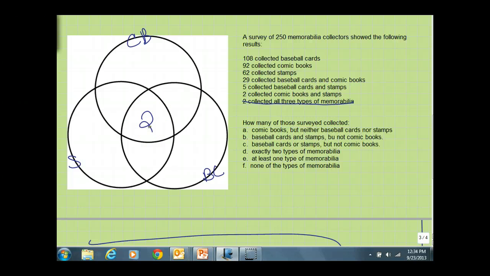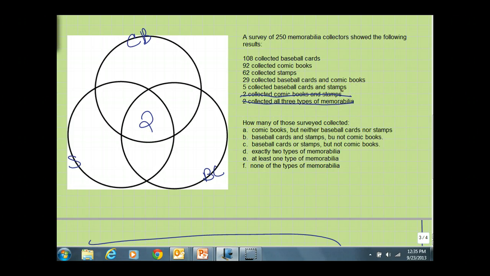And then if we work our way up from there, it says 2 collected comic books and stamps. So if I'm looking at comic books and stamps, I'm looking at this area right here. And there's already a 2 written there. So we can't put anything in this section right here in the triangle section. So we're going to leave that alone. So that one's already done for us. I'm going to mark it off.